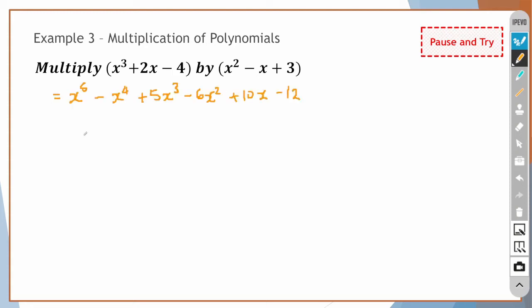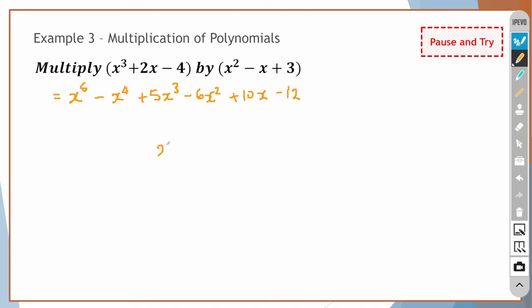yourself. So for those of you that tried it out, if you got this answer, x to the power of 5 minus x to the 4 plus 5x cubed minus 6x squared plus 10x minus 12, then fantastic, you got the correct answer. And we're going to go through the method to getting this answer now. So we'll start off with writing out our question.